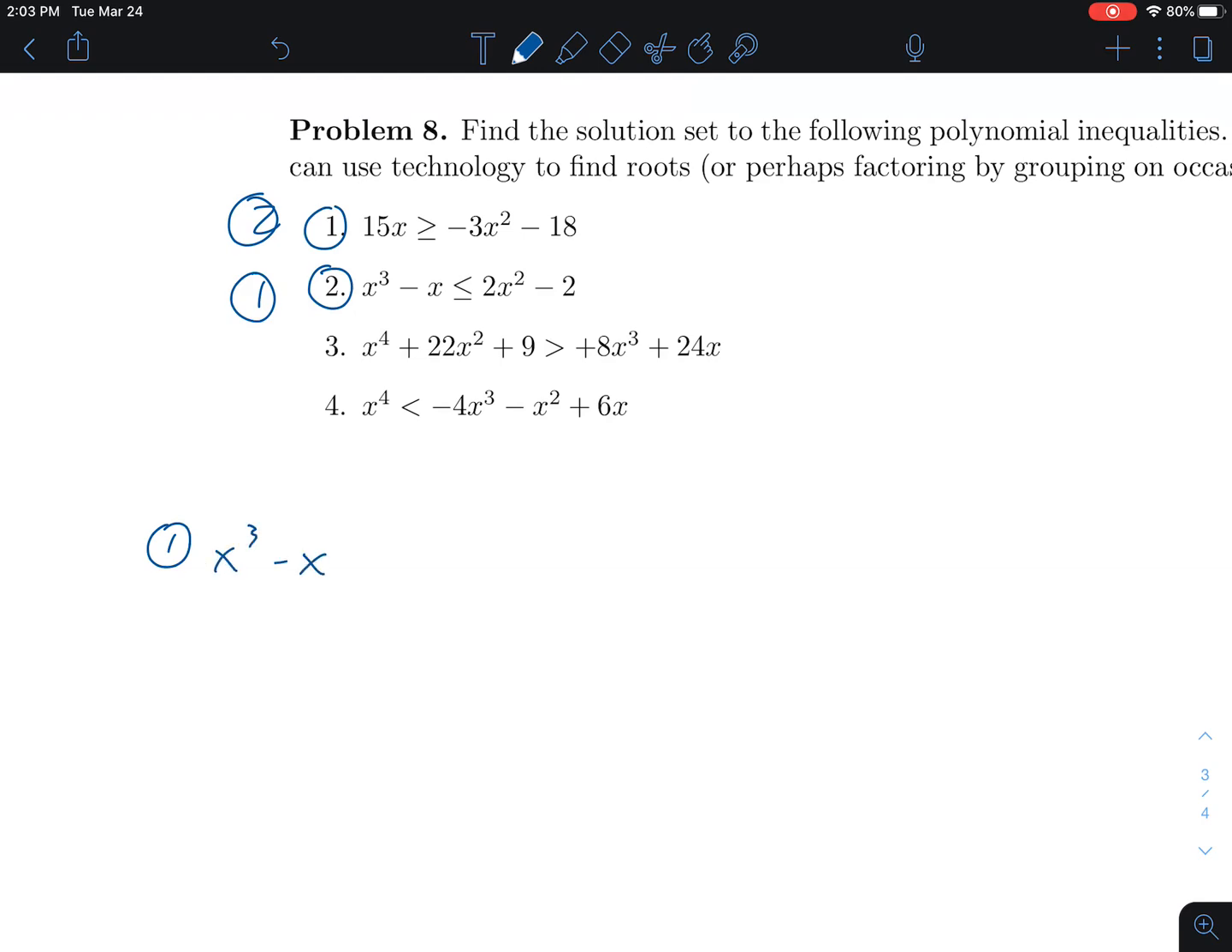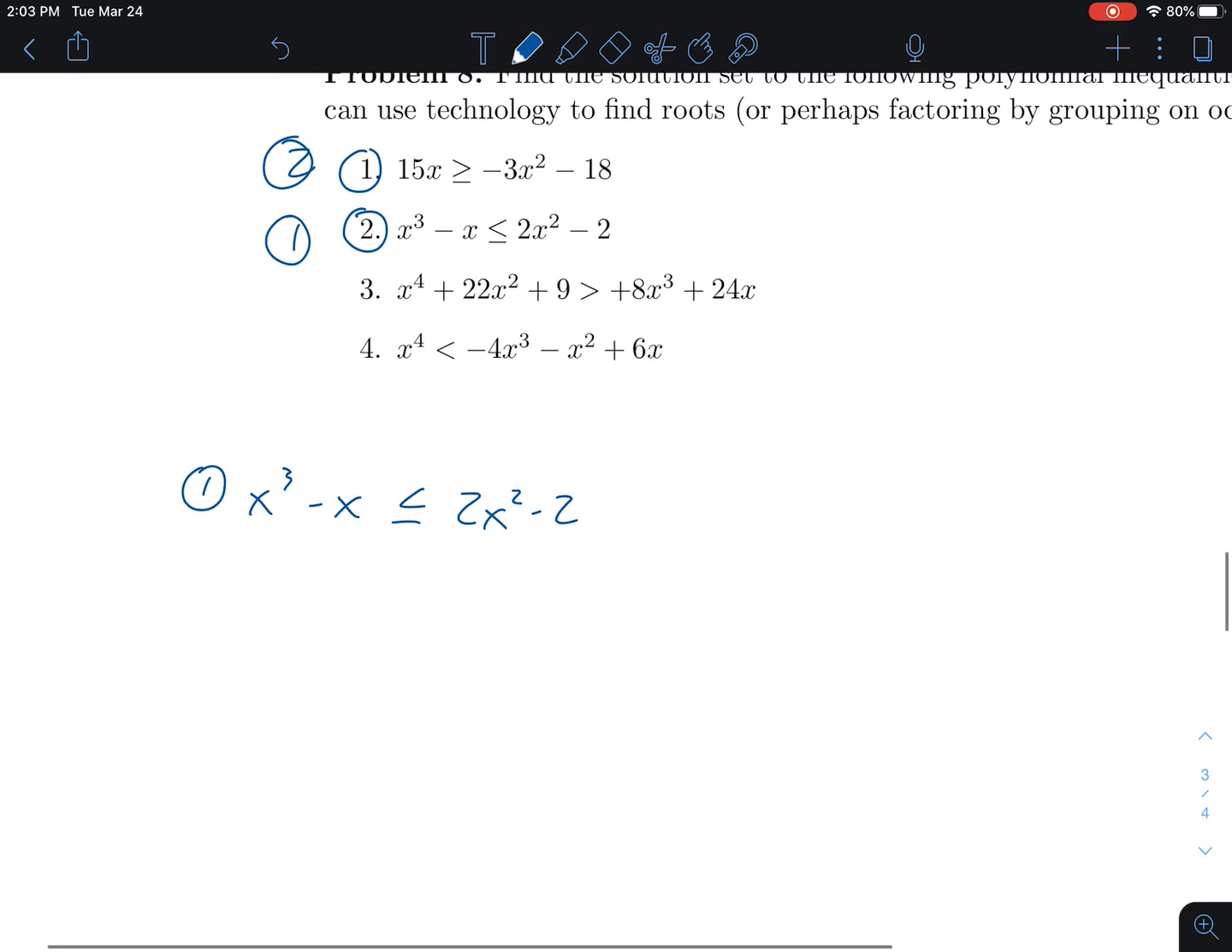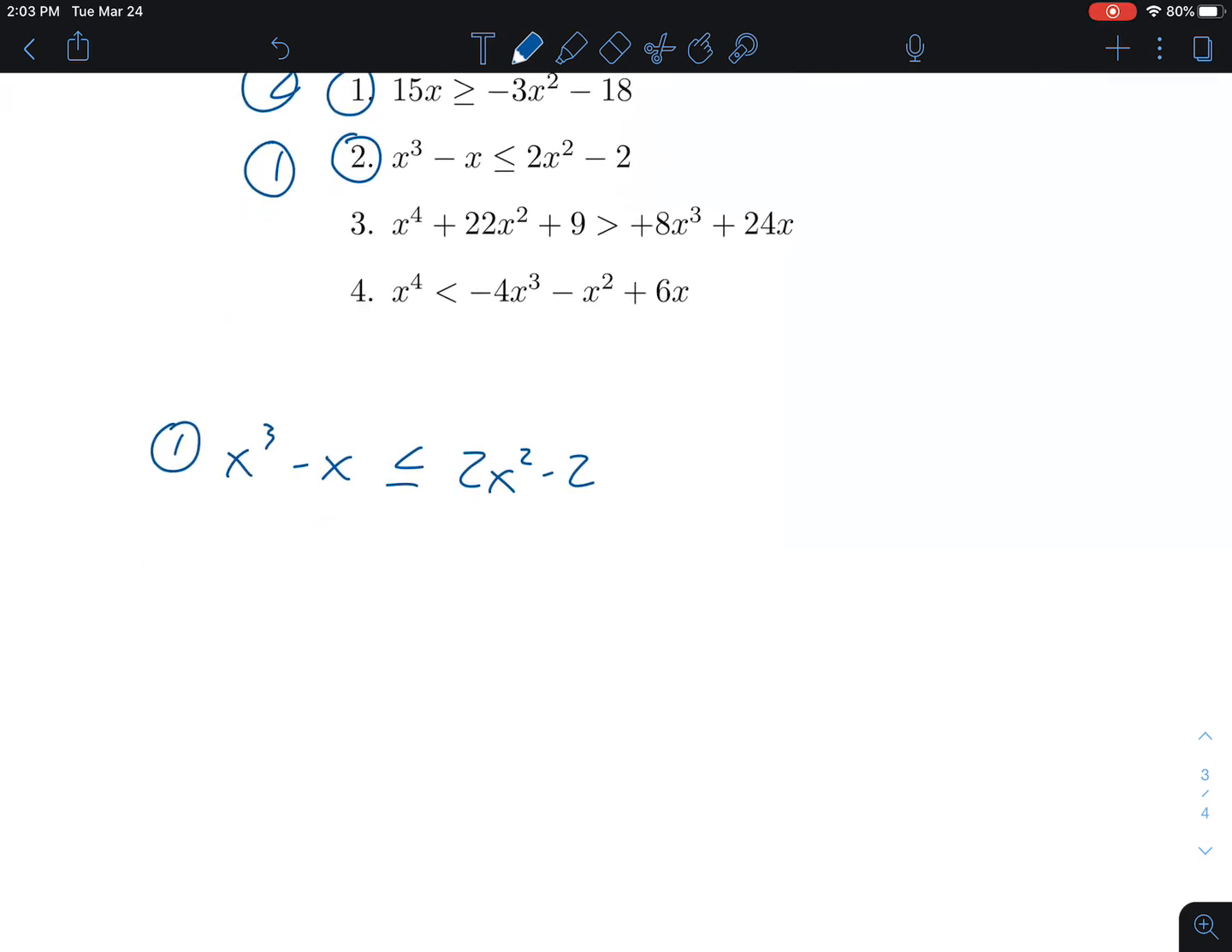Number 1, x to the third minus x greater than or equal to 2x squared minus 2. What I want to do here is move everything over so I have it like greater than or less than or whatever, and a 0.